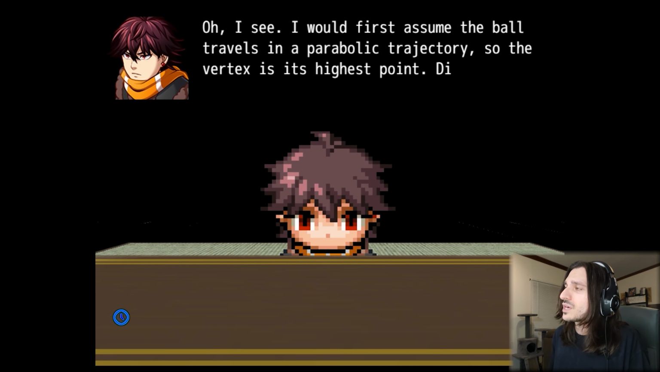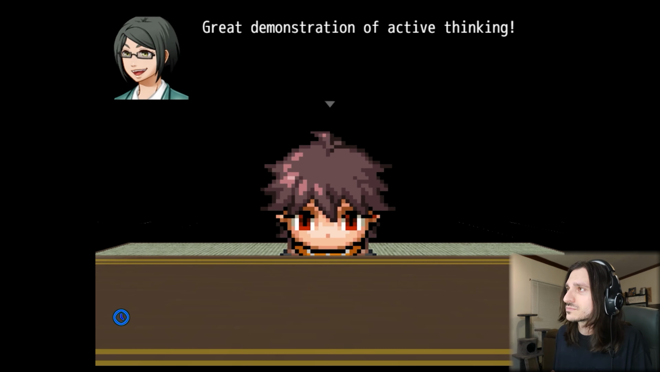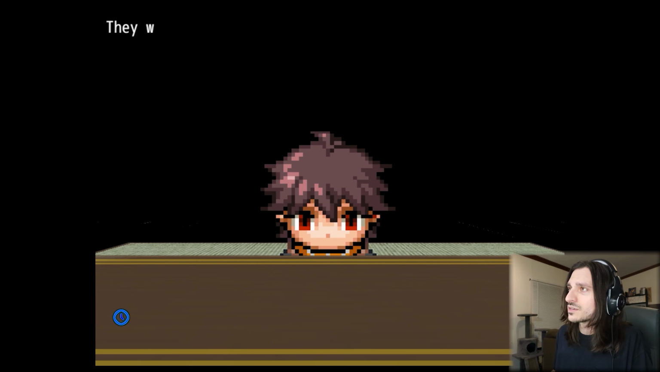Oh, I see. I would first assume the ball travels in a parabolic trajectory, so the vertex is its highest point. Dividing the time by 2 would show me the highest point. Great demonstration of active thinking.